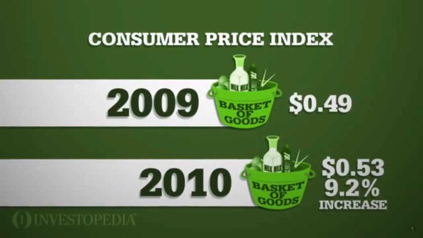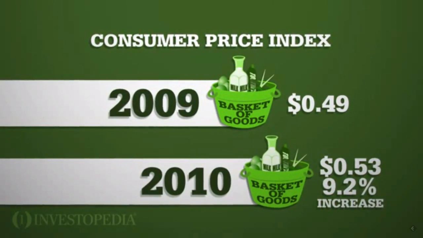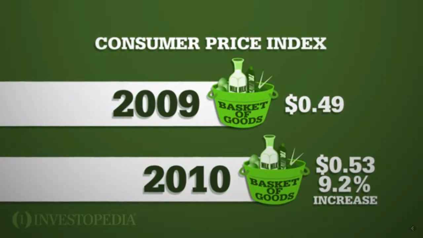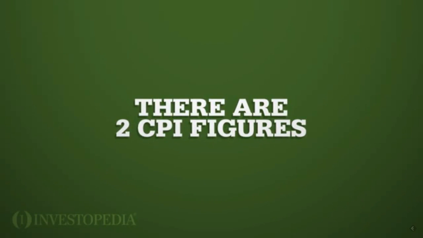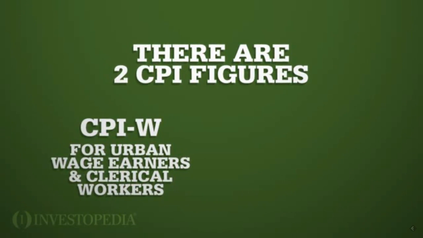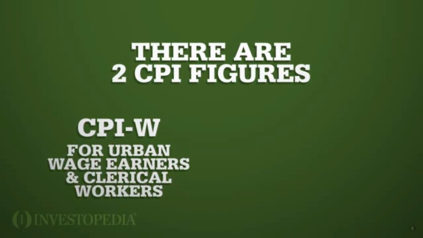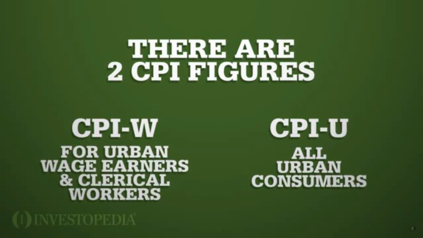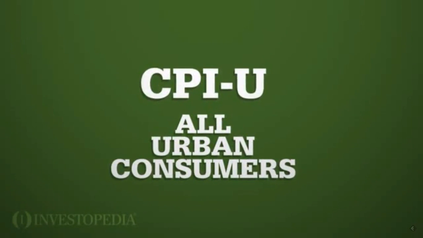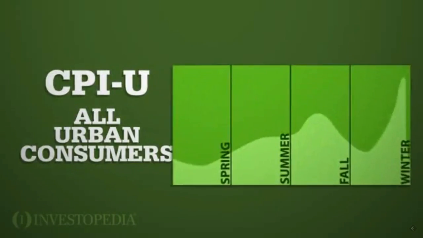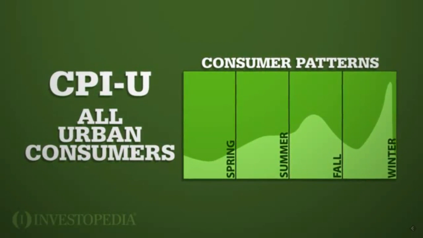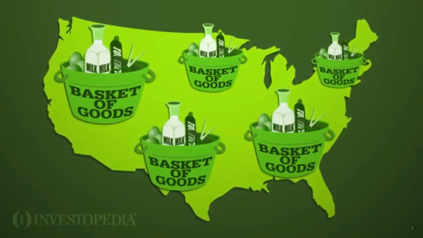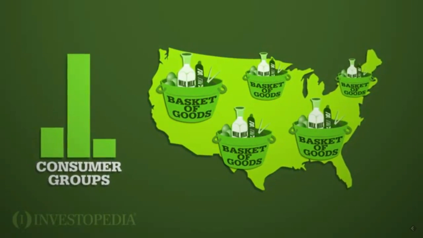The index uses a base year for comparability of its calculations, so changes will often be provided on a percentage basis to reflect only changes to prior index levels. There are two CPI figures, the CPI for urban wage earners and clerical workers, the CPI-W, and the CPI for all urban consumers, the CPI-U. The most watched metric is the CPI-U, which is often presented with a seasonal adjustment, as consumer patterns vary depending on the time of year. The CPI is a detailed release with breakouts for most major consumer groups and geographical regions.